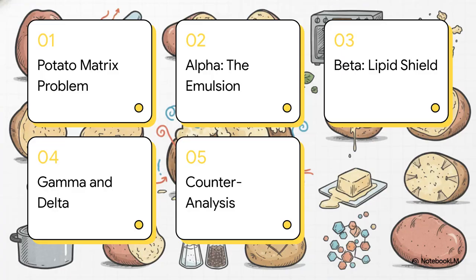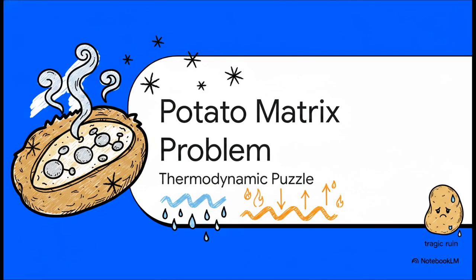To figure out how this works, we're going to follow a pretty strict scientific protocol. We'll start with the potato matrix problem, move right into protocol alpha, the emulsion, and protocol beta, the lipid shield. Then we'll hit protocols gamma and delta, and finally look at the main counterargument to this whole method, the homogeneity approach. Okay, let's dive right in.